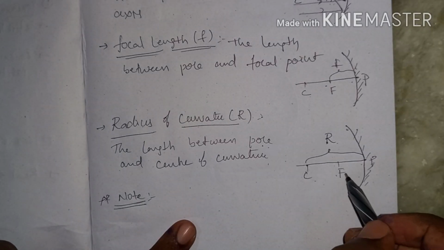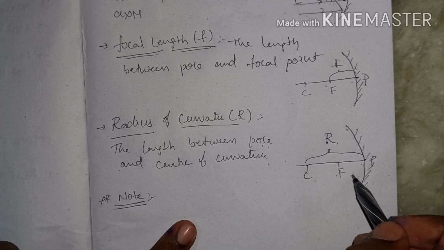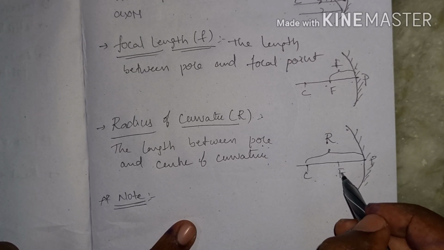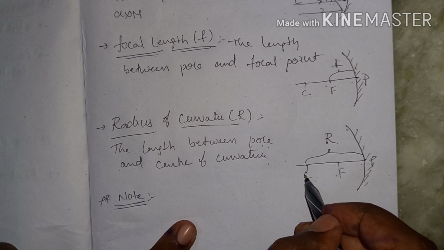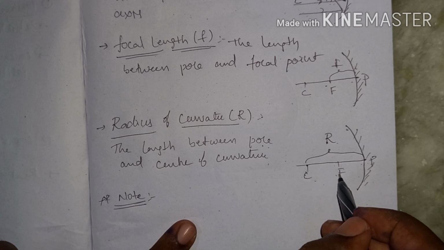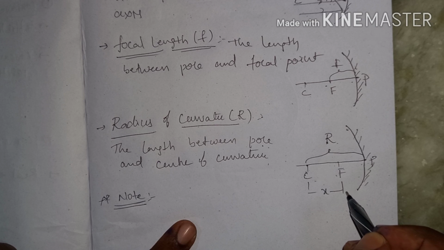ఏం చెప్తున్నాను ఇక్కడ? రేడియస్ ఆఫ్ కర్వేచర్ అనేది ఫోకల్ లెంత్కి డబుల్గా ఉంటుంది. ఎందుకు? ఫోకల్ లెంత్ నుంచి పోల్కున్న డిస్టెన్స్ ఎంత ఉంటుందో సెంటర్ ఆఫ్ కర్వేచర్ నుంచి ఫోకల్ పాయింట్కి ఉన్న డిస్టెన్స్ కూడా అంతే ఉంటుంది. లెట్ మీ సే హియర్ ద డిస్టెన్స్ బిట్వీన్ దిస్ ఈజ్ ఎక్స్ అండ్ హియర్ ద డిస్టెన్స్ బిట్వీన్ దిస్ ఈజ్ ఎక్స్. సో ఆర్ ఈజ్ ఈక్వల్ టు 2x.